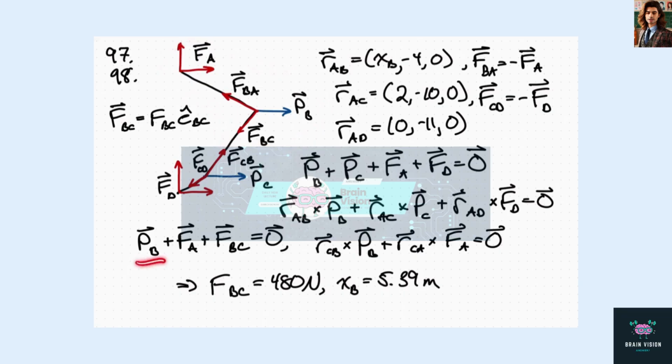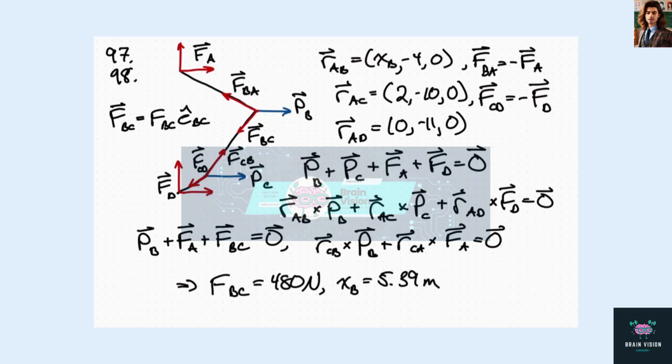So we get PB plus FA plus FBC, the force in this cable. And then if we take moments about C, we get RCB cross PB plus RCA cross FA, and we can find these vectors because we know these vectors. This will give us enough equations to figure out more than just what we were asked for.